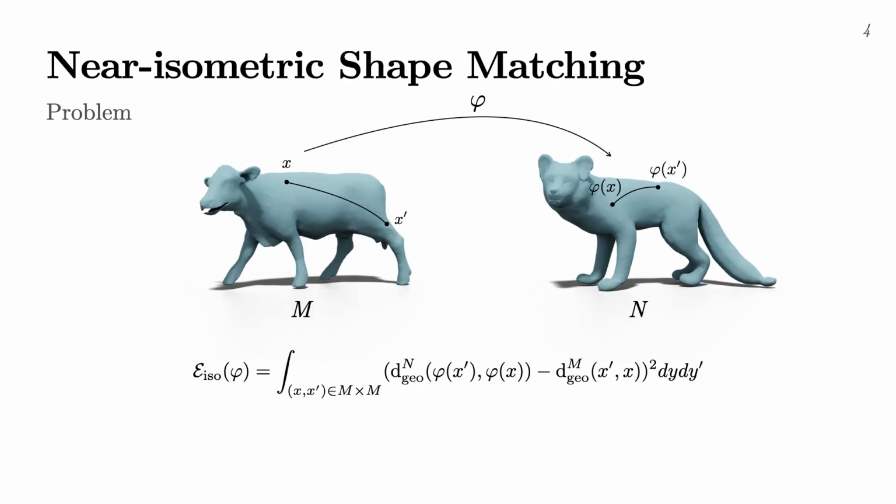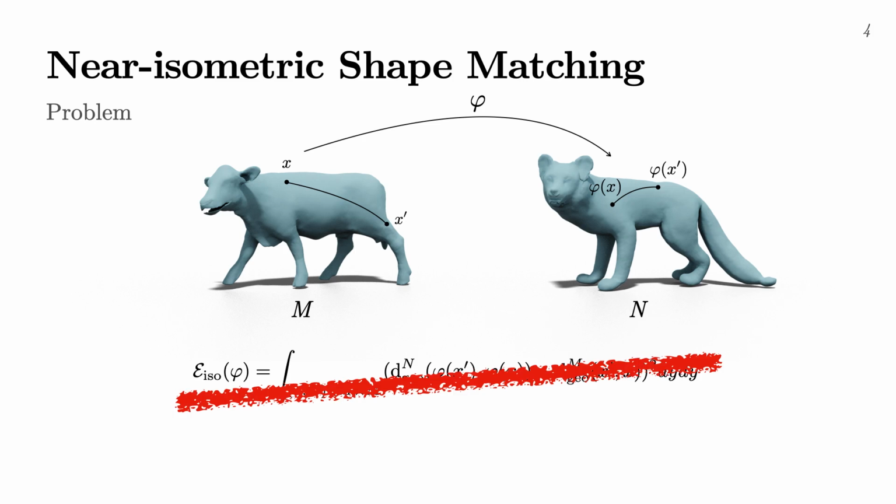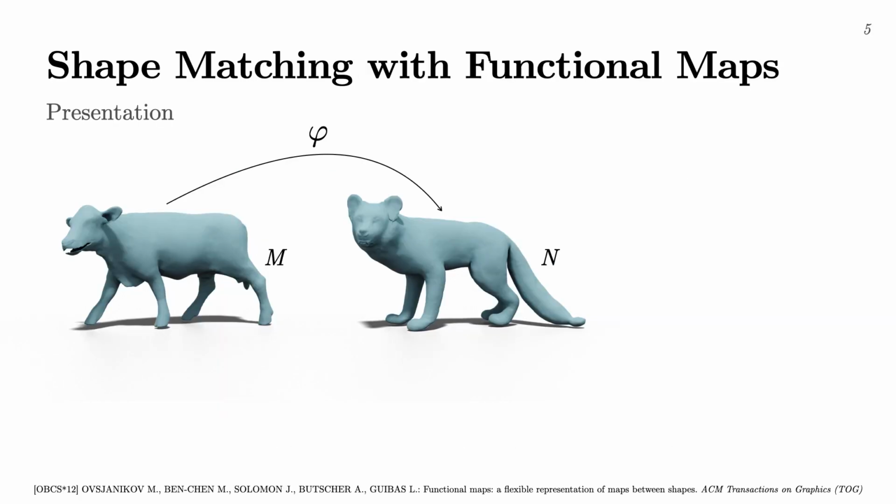For instance, we could design this energy, which is low for near isometric maps. But remember that Mr. Cow and Mr. Fox are defined with many points, thousands for reasonable discretizations. The space of potential maps is thus huge and quite difficult to explore. We need a relaxation of the problem. One possible solution is to match not points, but functions between shapes. This is a more general setting since we can match directs to get back to the initial problem.